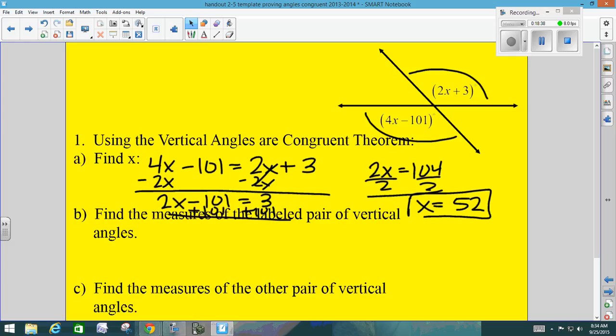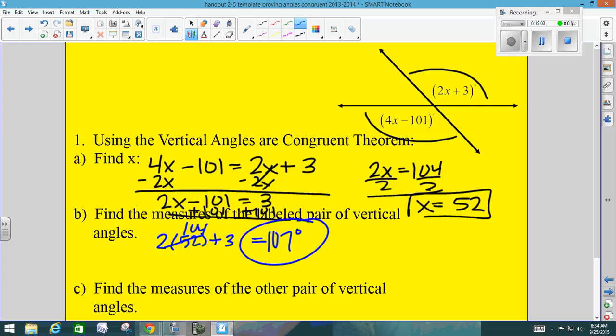Yeah, substitute it back in. Okay, let's do it into the 2x guy. 2 times 52 plus 3. What's 2 times 52? What's 104 plus 3? 107. Which would mean 4x minus 101 is also equal to 107 because they're congruent, right?